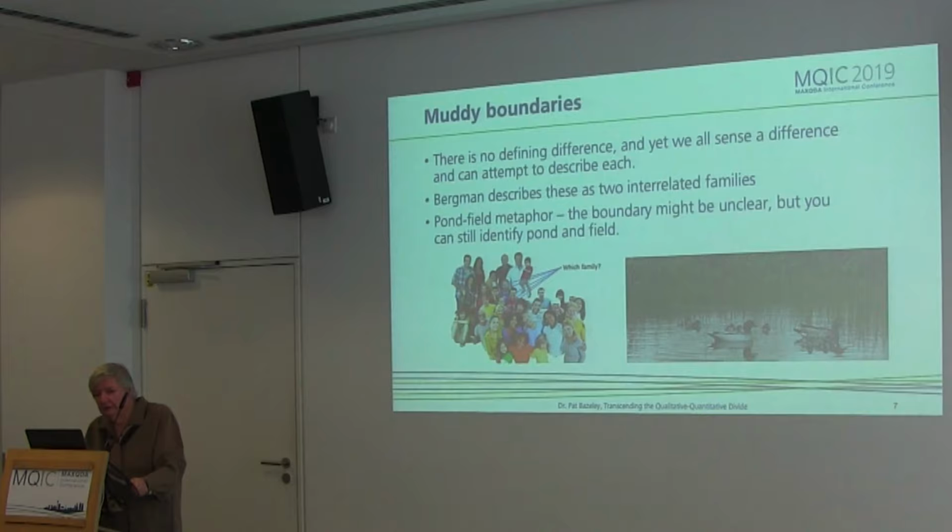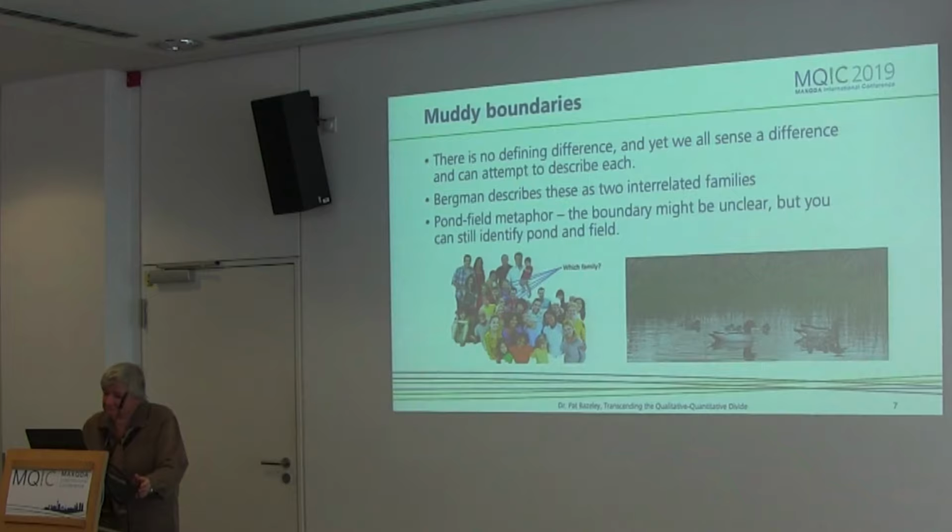But the other thing about that metaphor of pond and field is that the muddy boundary is also valuable. That's where you grow rice. And in research, that boundary is valuable as well. There are methods that cross that boundary. I would consider, for example, case study, ethnography, even grounded theory can be on that boundary. I've done grounded theory with numeric data. It's possible.